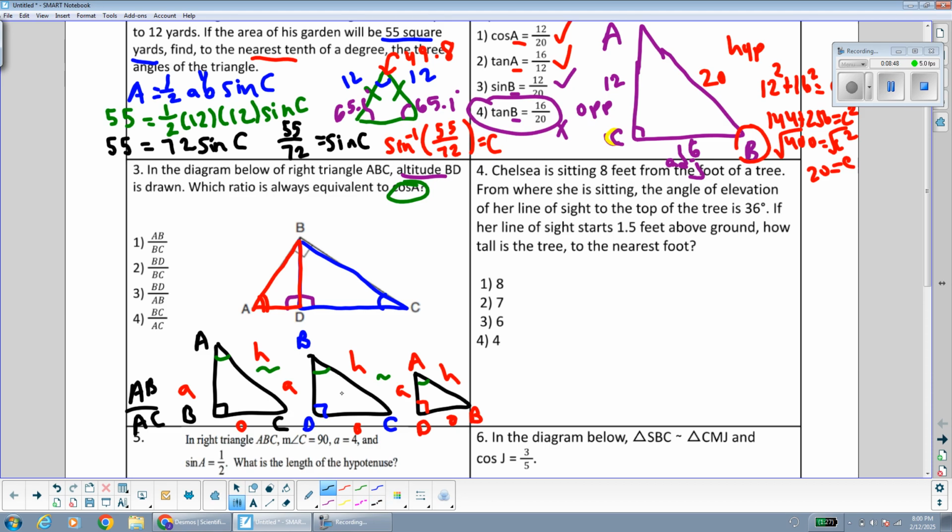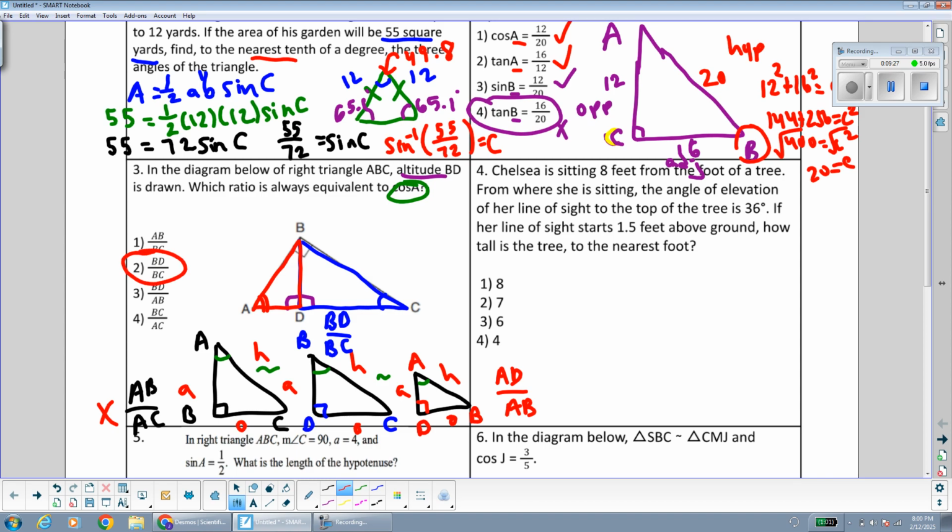The cosine ratio for this one over here in blue would be adjacent over hypotenuse, which is BD over BC. And finally, the cosine ratio for this one in red would be adjacent over hypotenuse, which is AD over AB. Now let's see which of these three ratios is in the answer choices. I don't see AB over AC, not the one we're looking for. I see BD over BC.